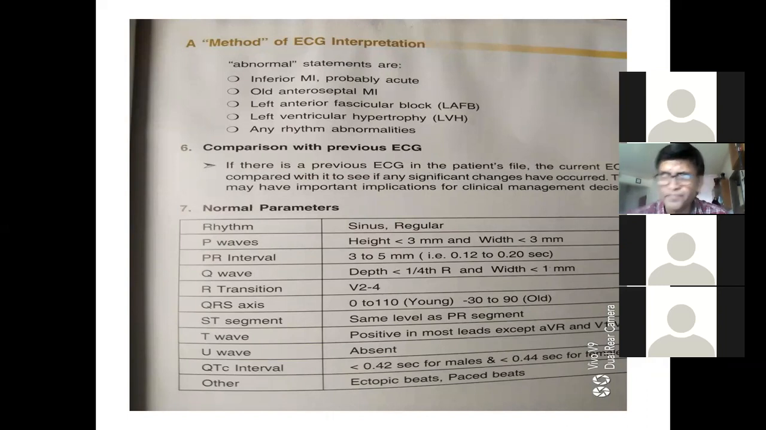Write it down. ST elevation is called infarction. What is the difference between ischemia and infarction? Anyone? Infarction is death of the patient? No. Ischemia is a partial blockage, while infarction is 100% blockage of the artery, so the 100% blood supply is stopped. So there is death of cardiac muscle. Correct? Yes, sir. The death of cardiac muscle.